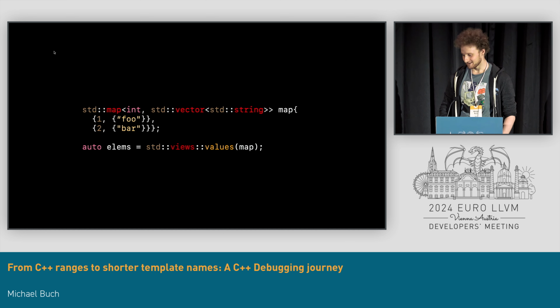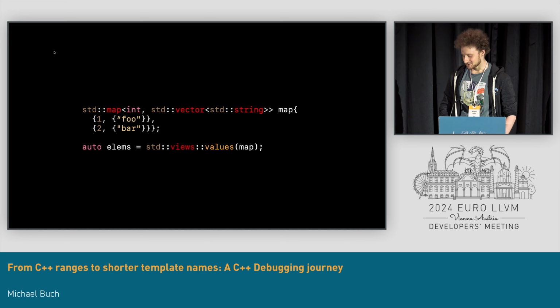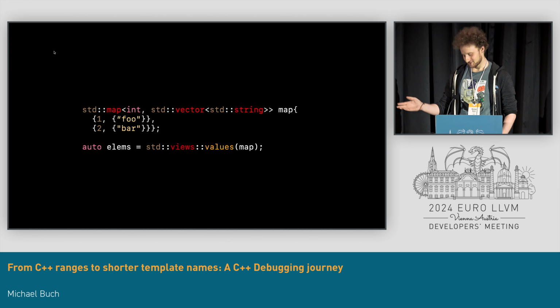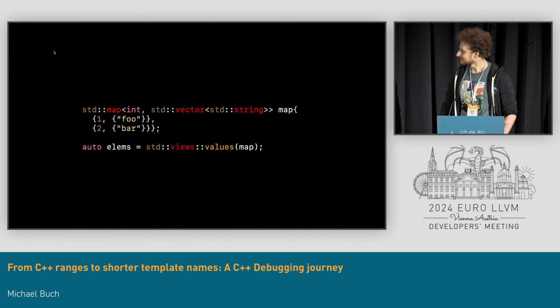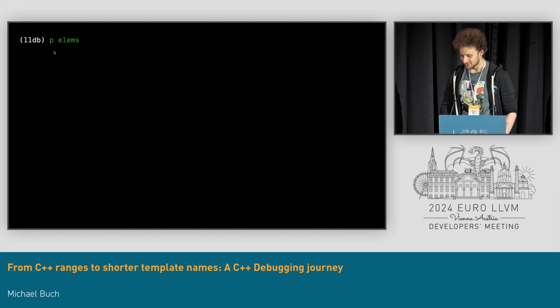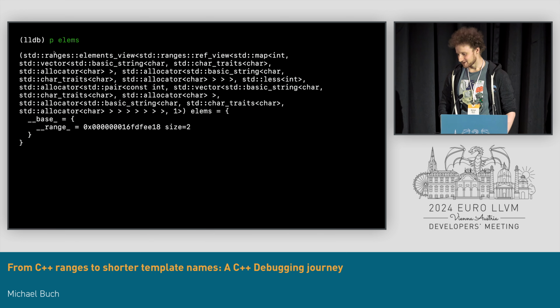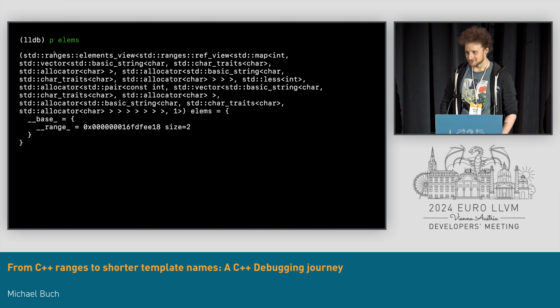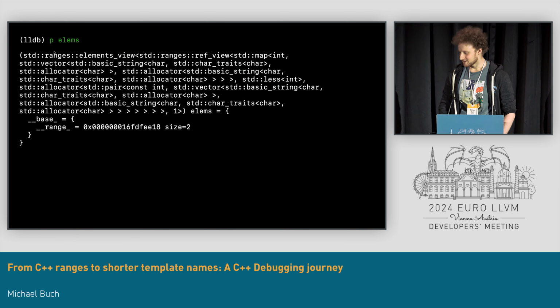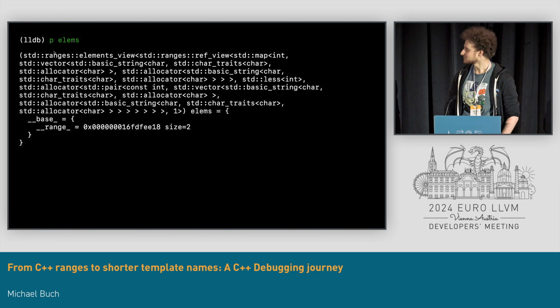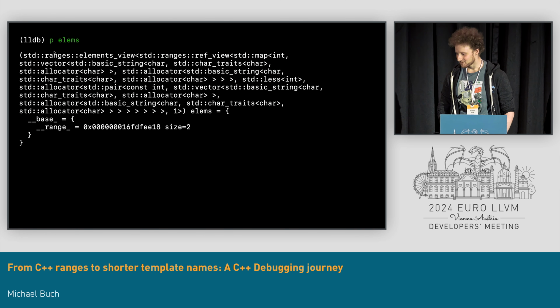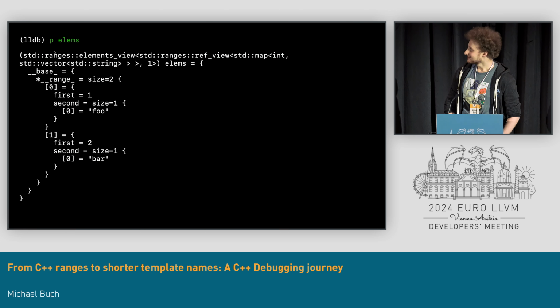We're just declaring a std::map from integers to vectors of strings and taking a values view over that map, so this LMs variable will just contain a view over all the values of that map. If we were to print this in LLDB, this is what we used to see. This is not very useful. It has a lot of visual noise in the type name and also doesn't really tell us anything about the underlying range. So I'm just going to explain how we got from here to here.